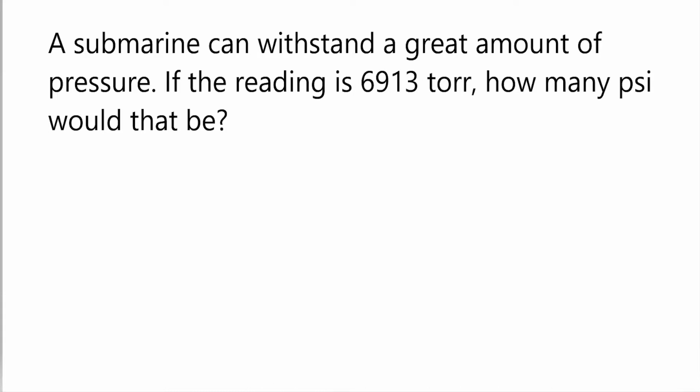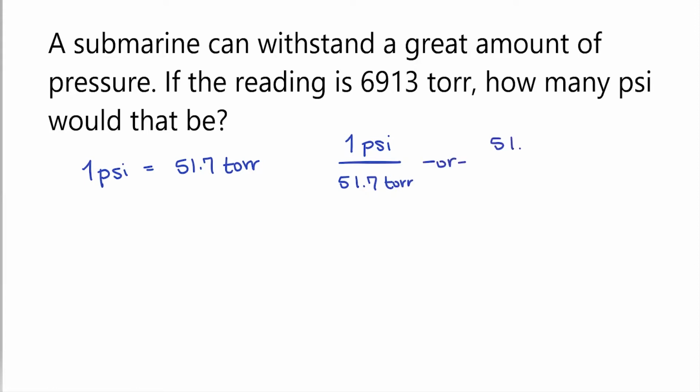And we know that for every 1 PSI, that is going to be equal to 51.7 Torr. Now let's turn this into fractions to help us solve this question. So for every 1 PSI, I'm going to have 51.7 Torr, or I'm going to have 51.7 Torr for every 1 PSI.